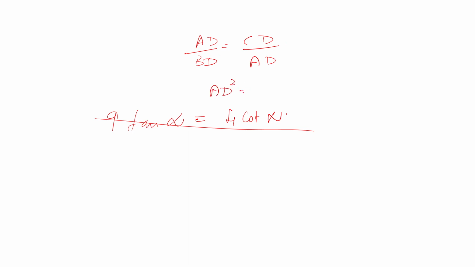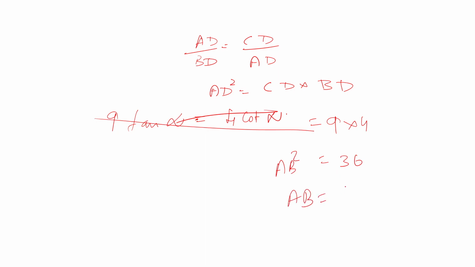Now what will happen? AD square will become CD into BD. Now substitute the values. It will be 9 into 4, and this calculation will become easy. AD square is 36, so AD will become 6.